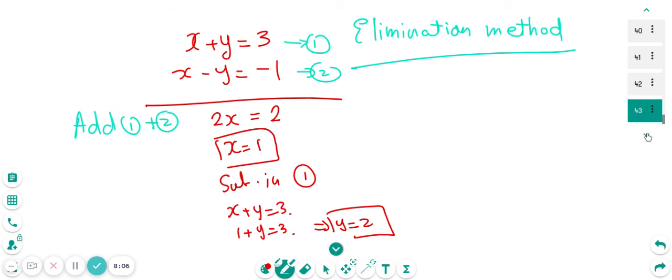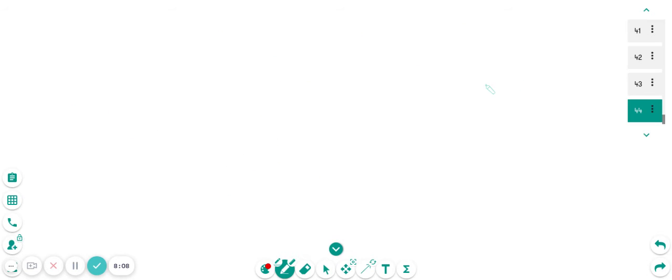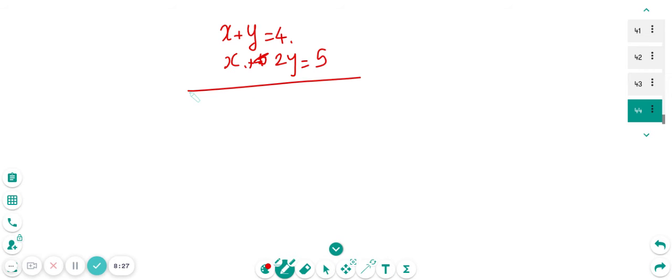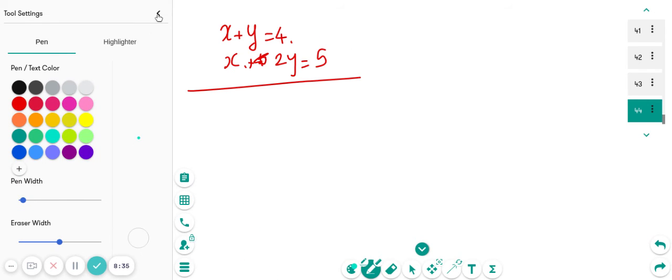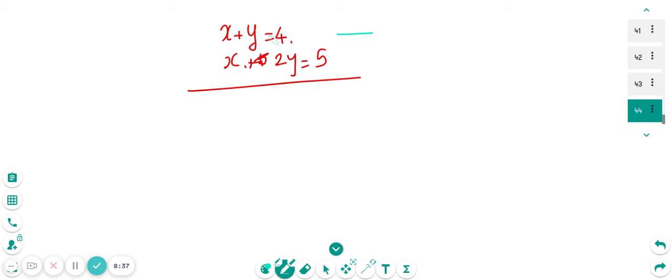I'll give you another example. Let's say we have x plus y equals 4, and x plus 2y equals 5. So x plus y equals 4, x plus 2y equals 5. So we have the equations. Maybe you can just give it a try. You can pause the video and give it a try. I hope you have given it a try.